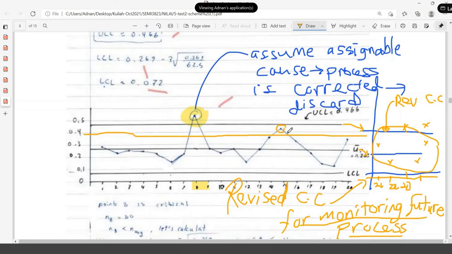Betul. Okay. So ini kita dah tak kisah dah. We don't care the old data. Sebab this new line yang biru ni, it is for the new data. Faham ke? Data ini tak guna dah. Sebab dia dah dapat control limit dan kita dah revise. Data yang diplot is a new data. Okay, new data.